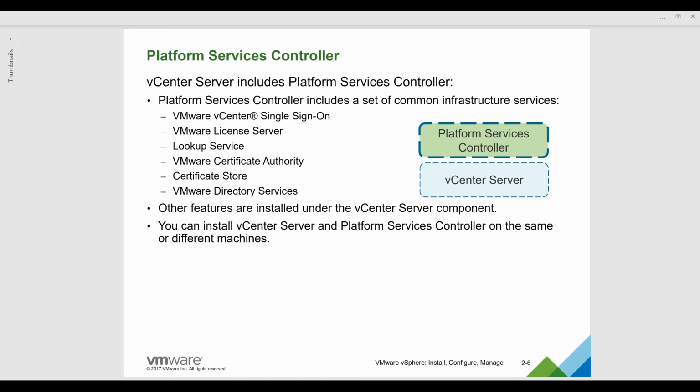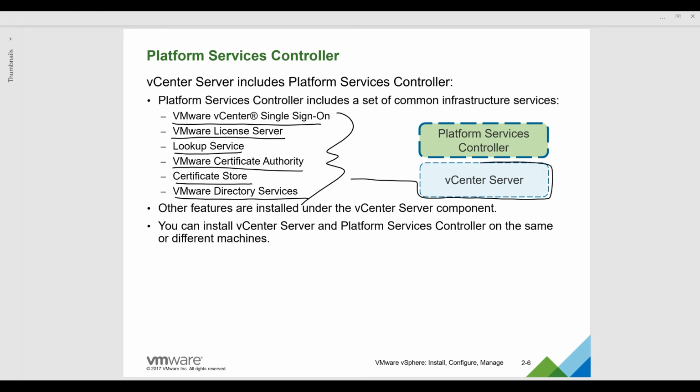So what do we mean by that? So it has a set of common infrastructure services. You've got your VMware license server. What makes it more robust? We've got its own license server now. We have a lookup server. We have a certificate authority or certificate store. Our directory services. Where does that all point back to? It all points back to your vCenter Server, which manages all of those infrastructure services.